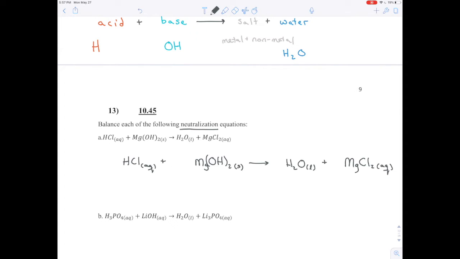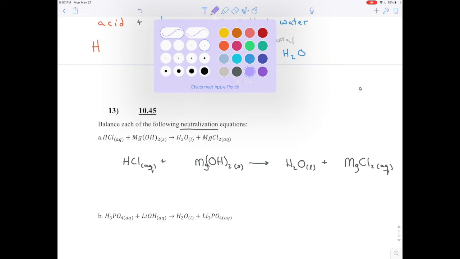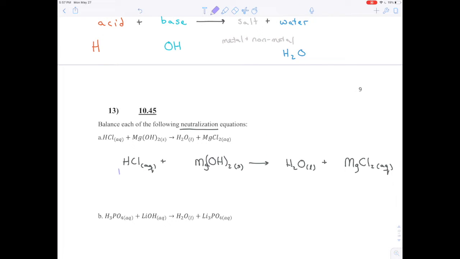Now, the trick with balancing neutralization equations is to balance the oxygens and the hydrogens last. Usually, if you balance the other elements first, the oxygens and the hydrogens will sort of fall into place. So let's start with chlorine. How many chlorines are there on the left? Just one. There's no number written at the bottom right of chlorine, so there's an implied 1. How many chlorines are there on the right? There are 2, because there's a 2 at the bottom right of chlorine in that compound.